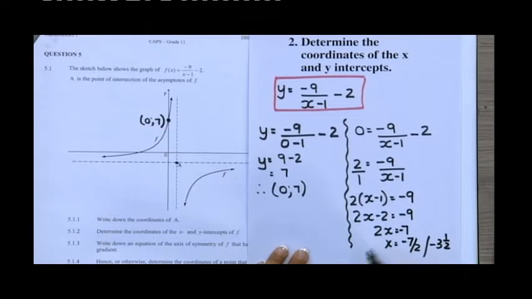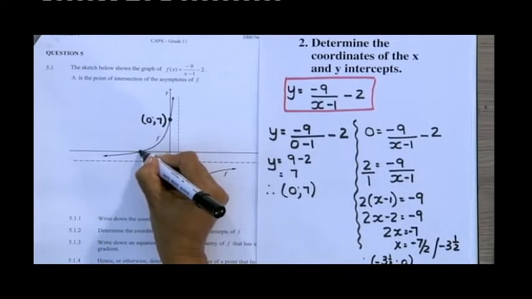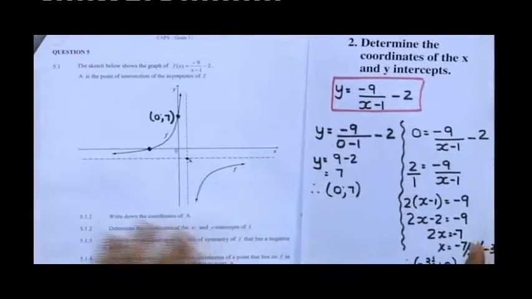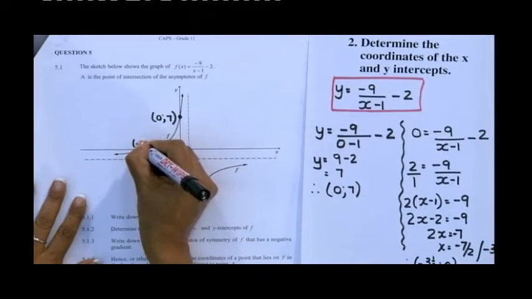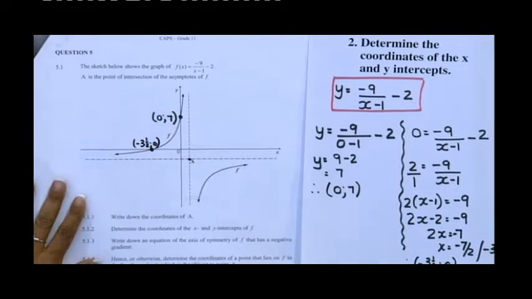And so my x-intercept would be negative 3 and a half, and y is 0. Now look on your sketch quickly. Can you see that that point there represents the x-intercept? And that x-intercept is negative 3 and a half and 0.